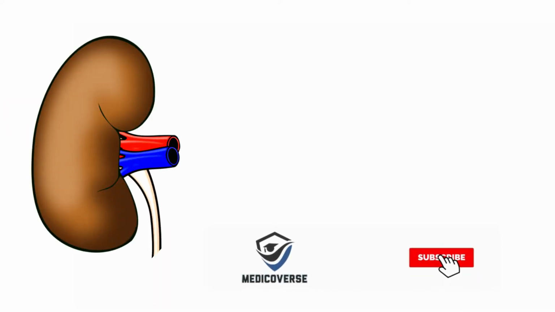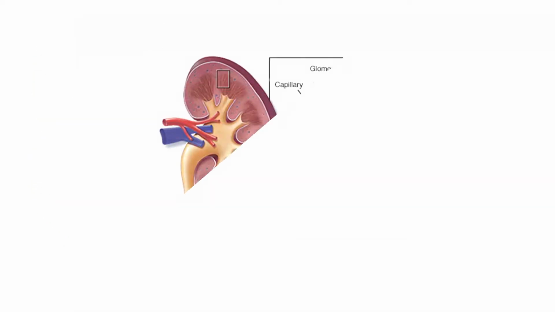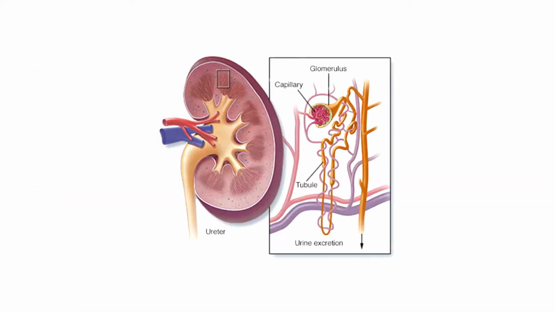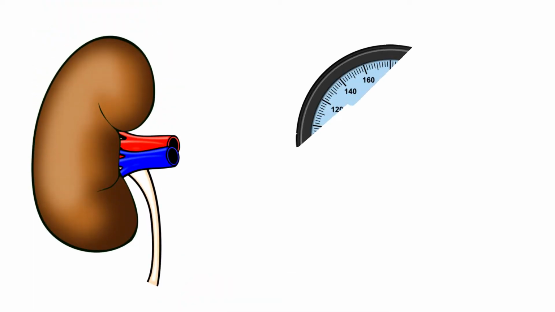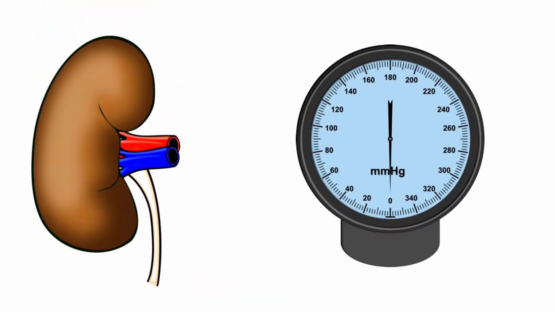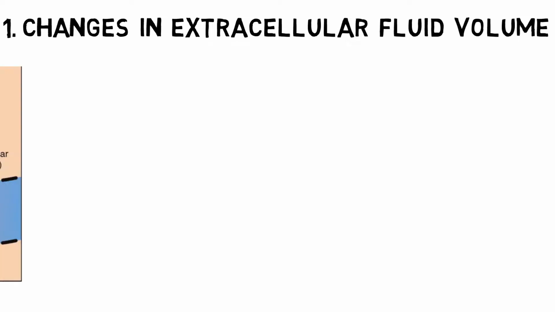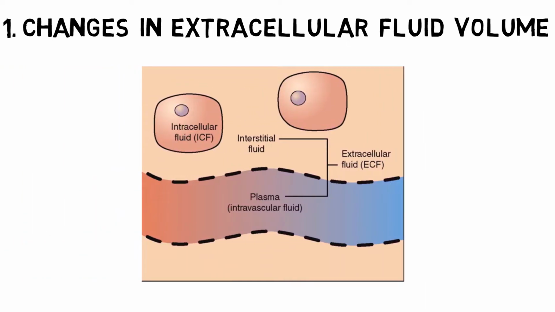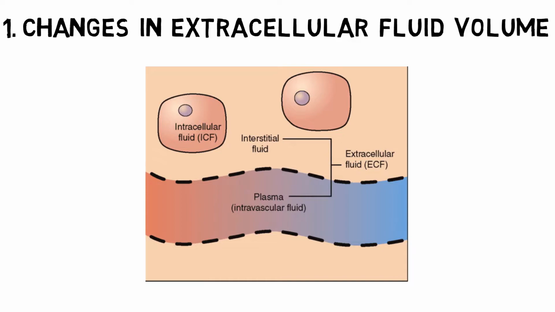As you already know, kidneys perform various functions other than excreting toxins and filtering blood. An important function of the kidney is regulation of arterial blood pressure through various mechanisms. One of the mechanisms to regulate the arterial pressure is through changes in the extracellular fluid volume. As you can see, extracellular fluid is composed of two components: the interstitial fluid, that is the fluid in the space between the cells, and plasma fluid. So this is one of the mechanisms of controlling the arterial blood pressure.